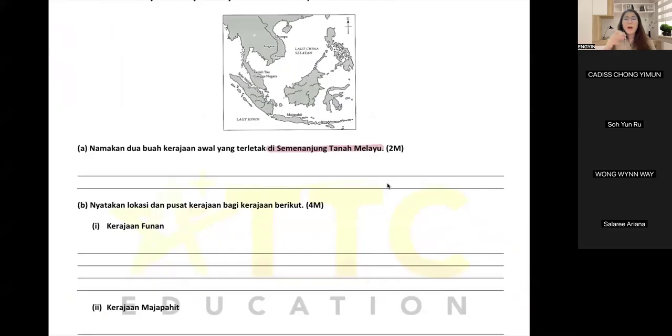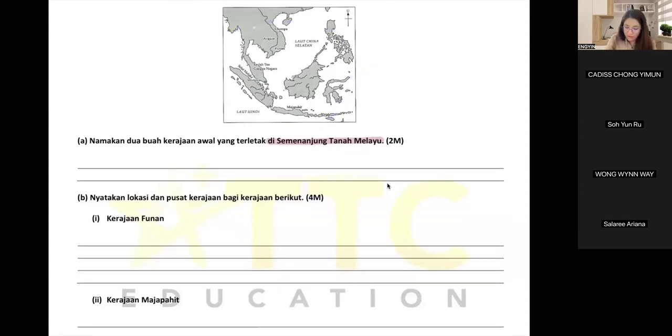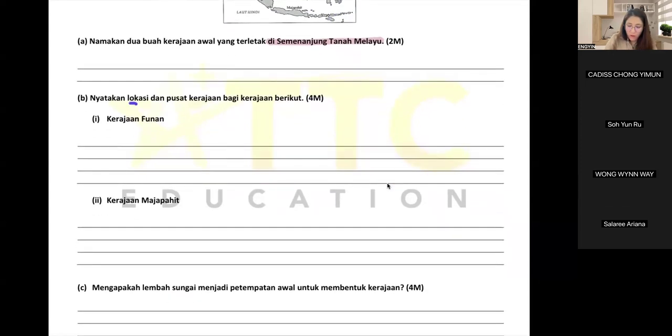That's what I'm trying to tell you. Sometimes your teacher will use a map, but it can be a different style. They can put unknown numbers, then randomly ask you what is X and Y. So be careful. And this one is very direct. They're asking you for the location and the government center. So how do you write the sentence?